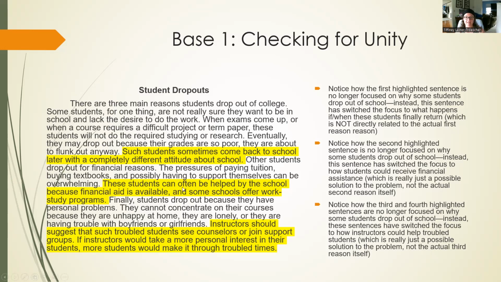Then we get to the second highlighted section. It has switched the focus also. It is still related to financial problems, right? The second reason that students drop out is for financial reasons. This second highlighted area is related to those financial issues, but it is not directly related to the reasons why students drop out. It's really just possible solutions to the problem. But that's not what this paragraph is supposed to be discussing. It is supposed to be focused only on the reasons why students drop out.